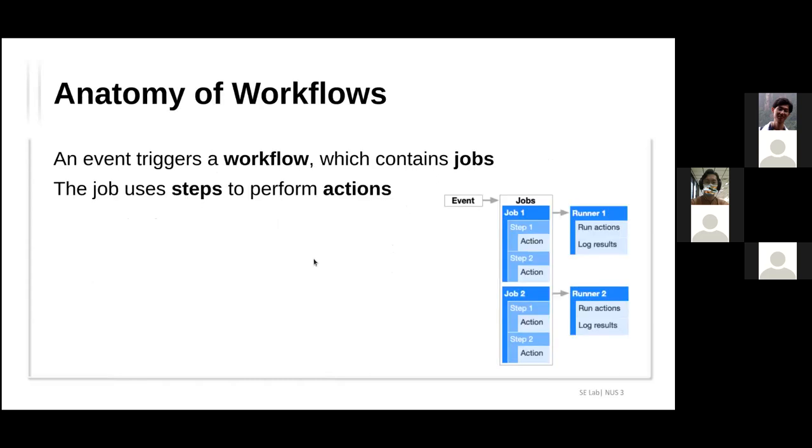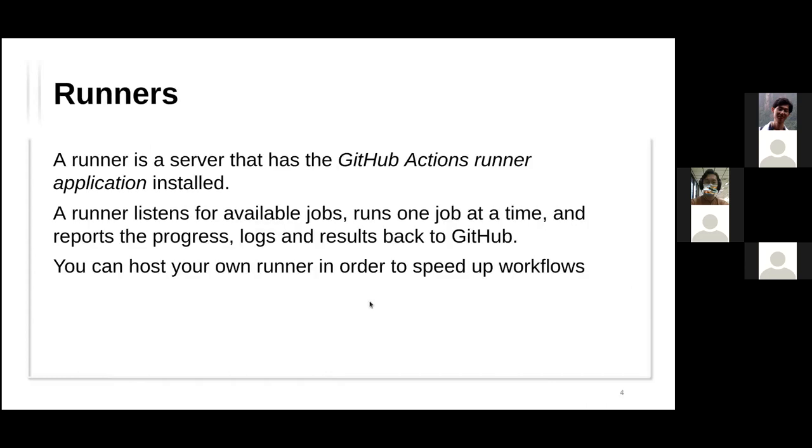Okay, so basically, GitHub Actions contains a certain number of workflows. An event will trigger the workflow. The workflow itself contains jobs. And then each job is made up of a number of steps, and each step corresponds to an action. And then these jobs are run by a runner. This runner is basically just a machine that has the GitHub Actions runner application installed. So this runner will listen for available jobs, and then it will run one job at a time. And then it logs the progress and sends the result back to GitHub. So you can actually host your own runner if you feel that your actions use a lot of computational power, or you think that it's not fast enough.